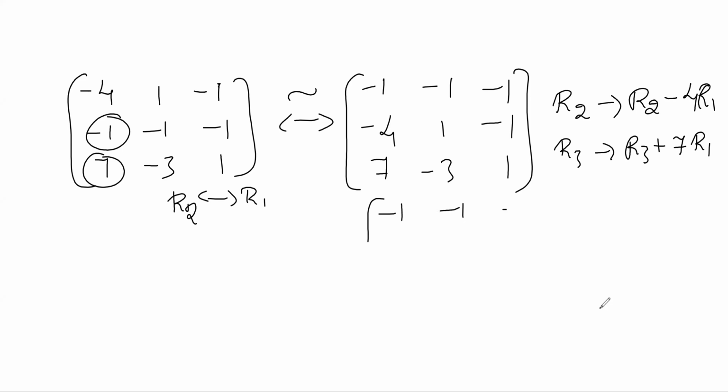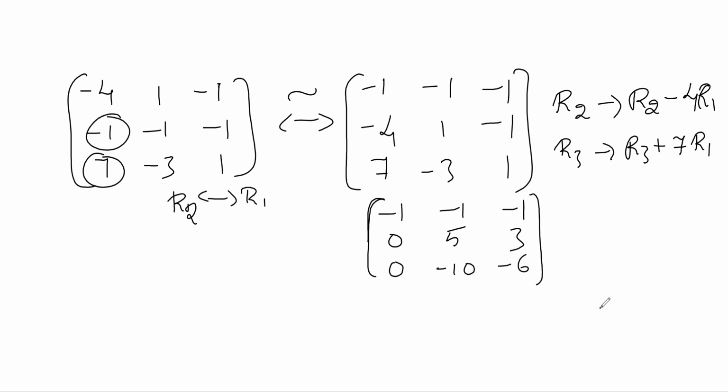-1, -1, -1. Second row, this element will be 0, this also will be 0. So now 1 minus of -4 into -1. Minus into minus will become plus, so 1 plus 4 means it will become 5. Next, -1 plus 4 means it will become 3. Now third row you check, -3 -7, how much? -10. Next, 1 -7, -6.